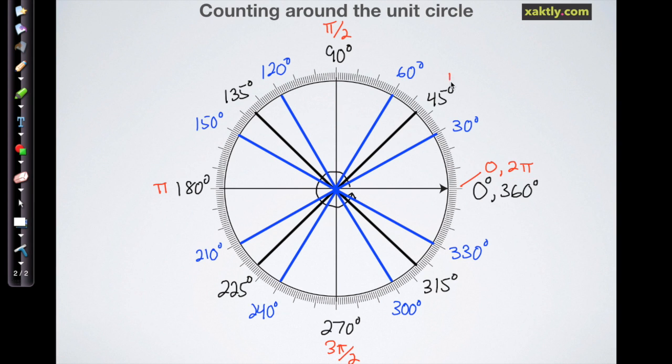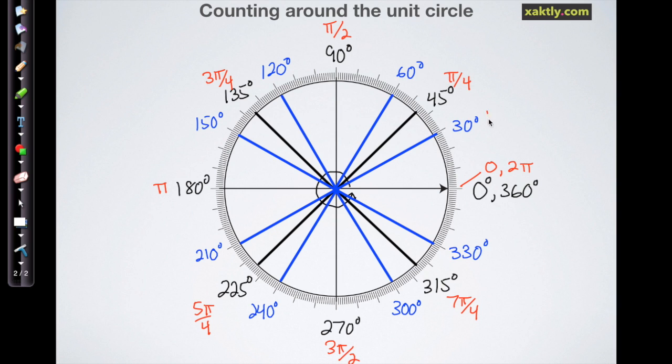Now eighths of a circle. An eighth of a circle is pi over 4, so then we have 2π over 4, which is pi over 2. Then 3π over 4 comes next. And then 4π over 4 is just pi, 5π over 4, 6π over 4 is really 3π over 2, just reducing those fractions, and then 7π over 4, and 8π over 4 is 2π.